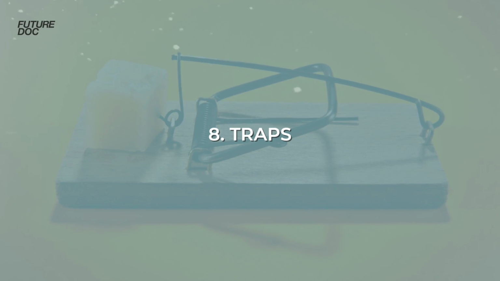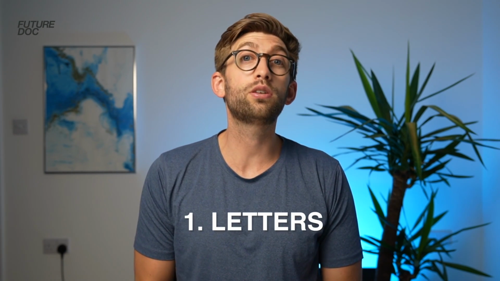So number 8 is your favorite part of this, which is the traps that they try and lay to catch you out on these tricky abstract reasoning questions. We'll go through them in turn, and then number 9 is going to be how we avoid these common traps. The first thing they might try and do is trick you with letters.